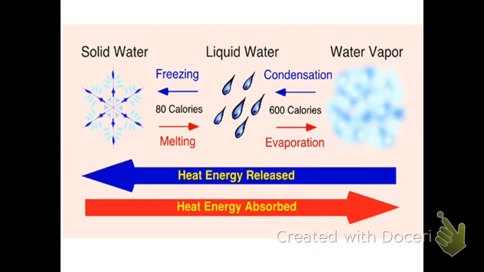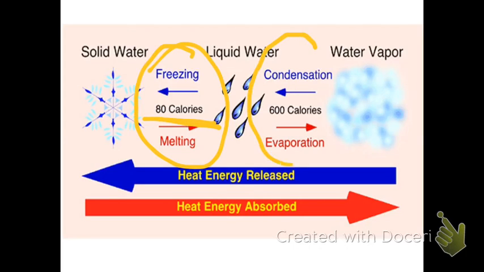Notice one other thing on this chart, that the amount of heat energy released or absorbed varies greatly depending on what state of matter the H2O is going to. For example, between freezing and melting, only 80 calories of heat energy is released or absorbed. Compare that to condensation or evaporation, when H2O goes between the liquid state and the vapor state, or the gas: 600 calories, that's per gram, so 600 calories per gram of heat energy is released or absorbed.